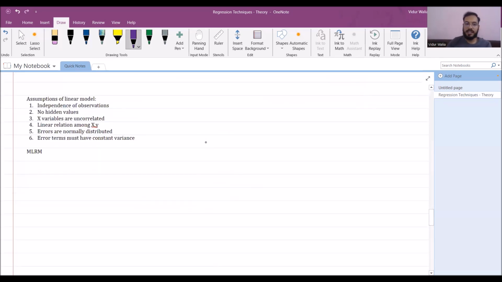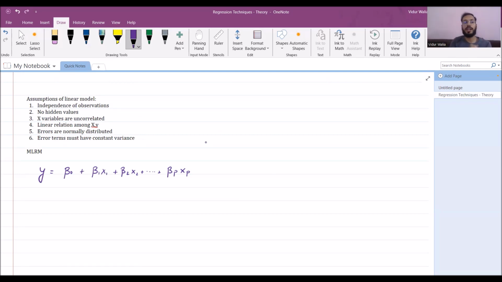So MLRM, I'll just write the equation for you. So y equals beta naught plus beta 1 x1 plus beta 2 x2 plus dot dot dot plus beta p xp. So we have p variates over here and an intercept term.